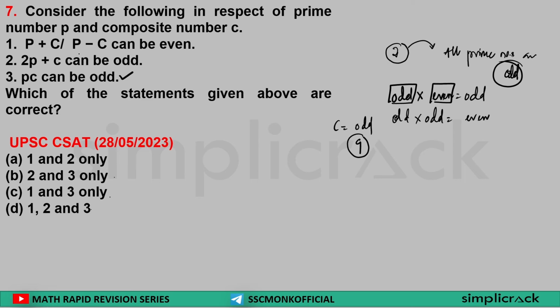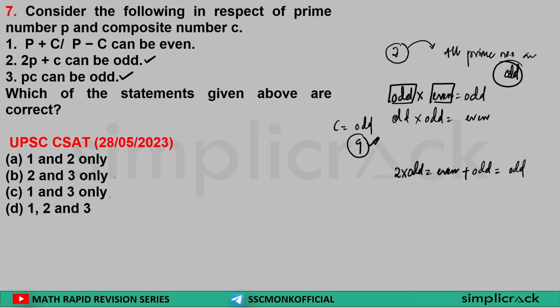Now it is saying 2p plus c can be odd. Definitely. Because a composite number is 9, right? It is an odd number. So if I multiply 2 into odd, it will get me what? Even number. Then if I add it with this composite number which is odd, I will always get an odd number. Clear? So this can also be odd.